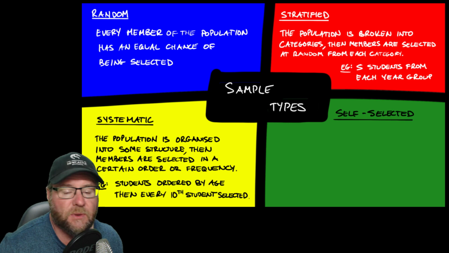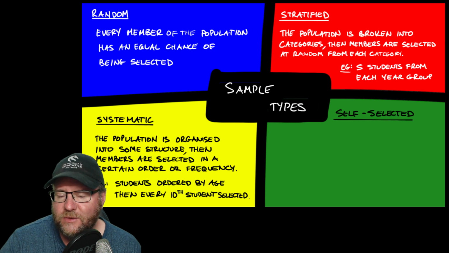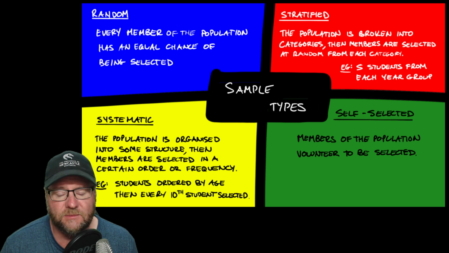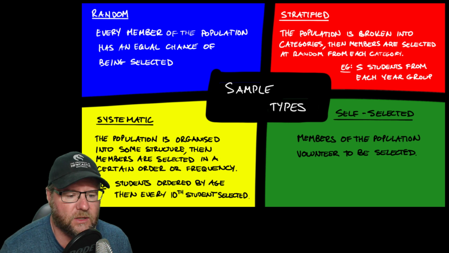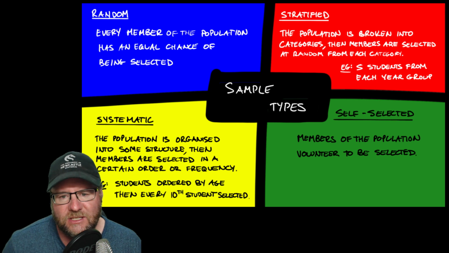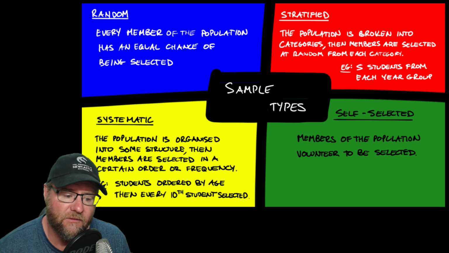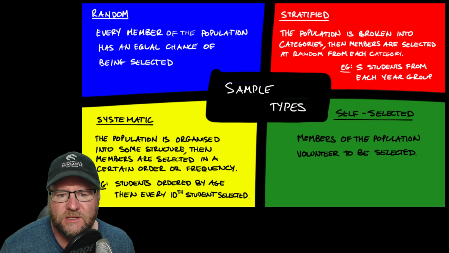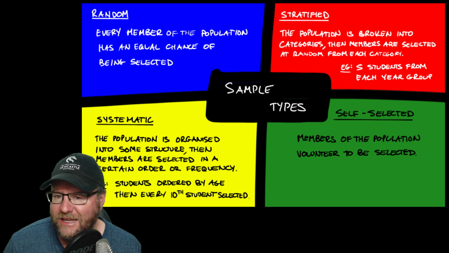And then the last one is where people volunteer and they self-select. So they basically put their hand up and say, you know what, yep. We might call for volunteers to be in our survey, and if people volunteer for that, they've self-selected. So there are 4 different sample types or ways that we could collect our data.